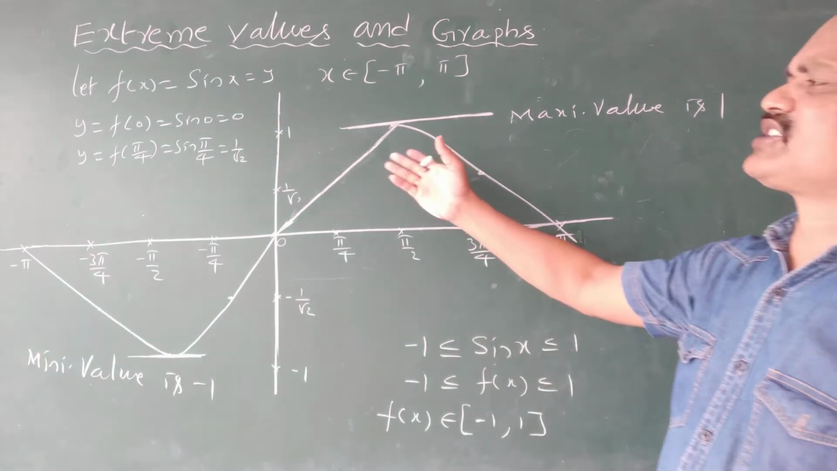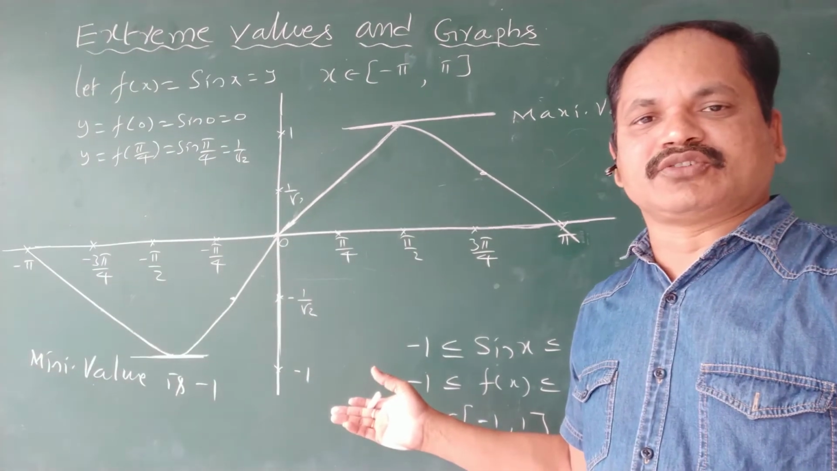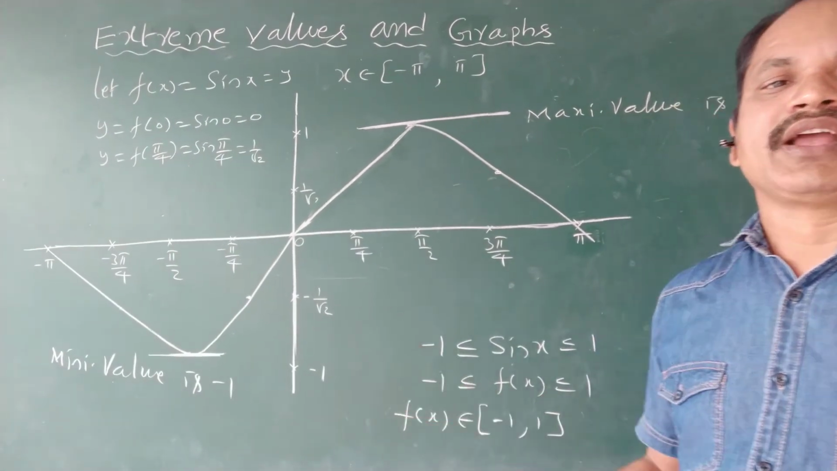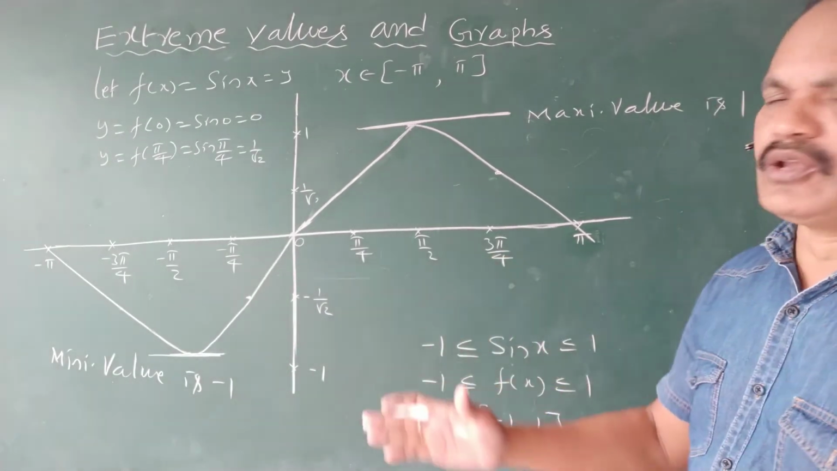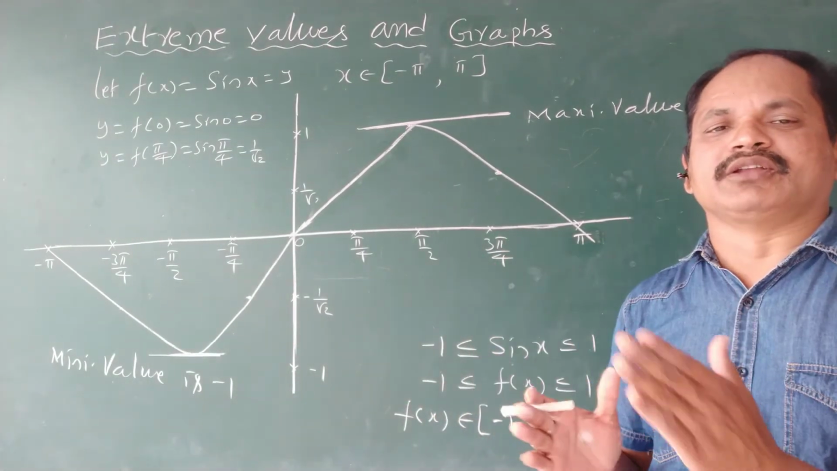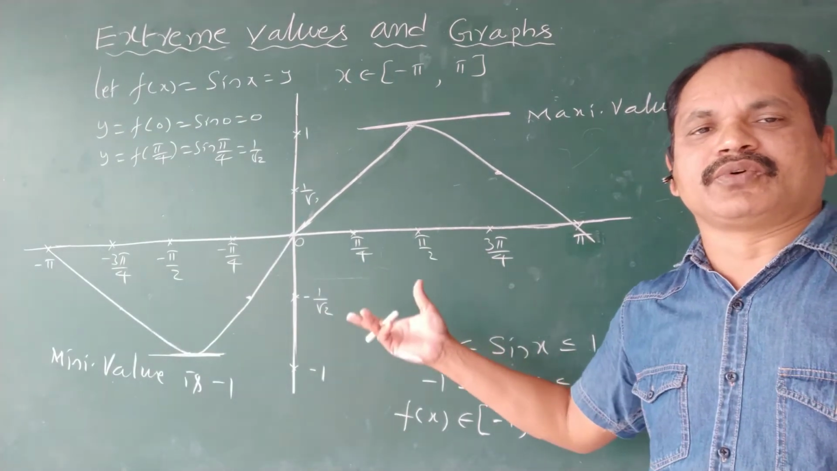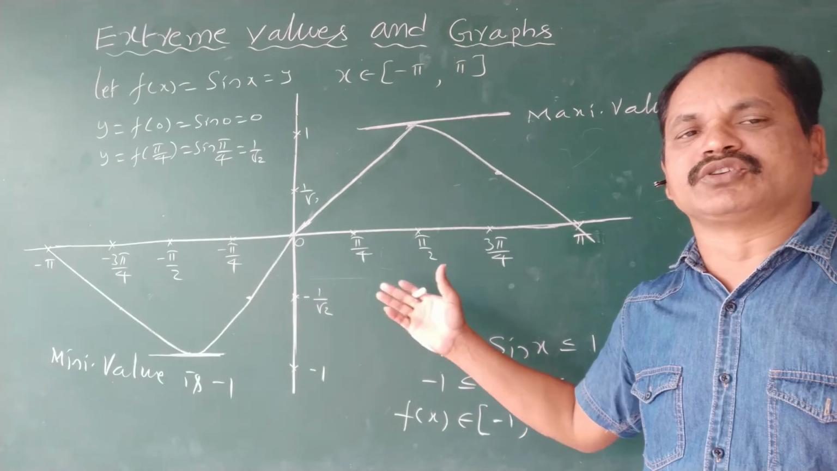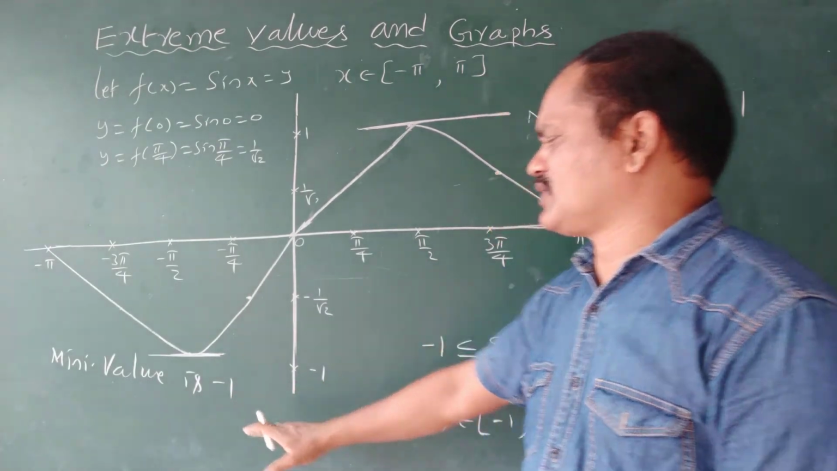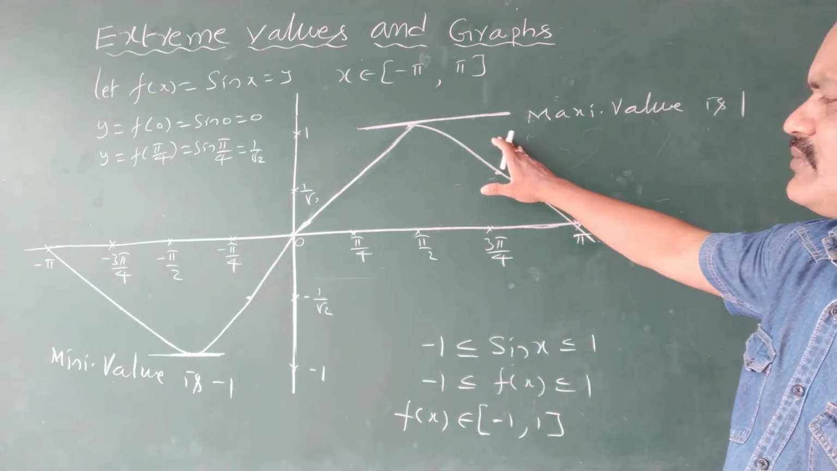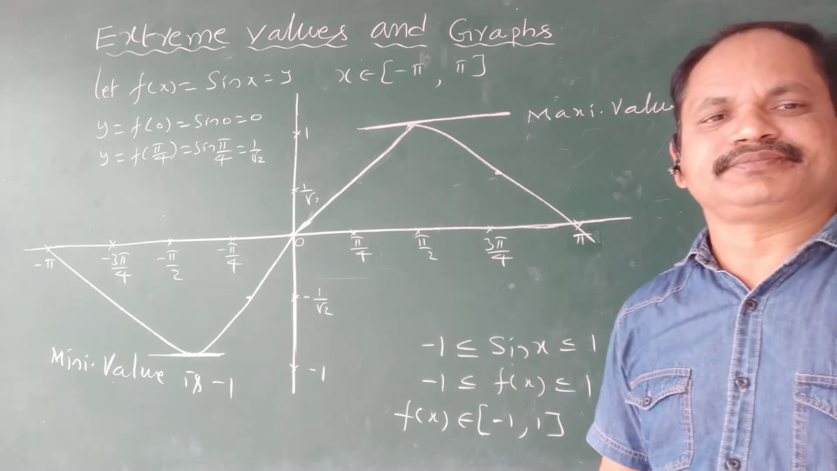So these are the extreme values of sin x. Extreme values means the minimum value and the maximum value. Closed minimum to maximum is nothing but the range of that function. That's why the range of the function sin x is the closed interval minus 1 to 1. The minimum value of sin x is minus 1 and the maximum value of sin x is plus 1. That's why this is the graph of sin x.